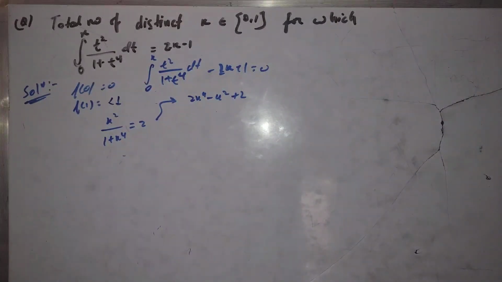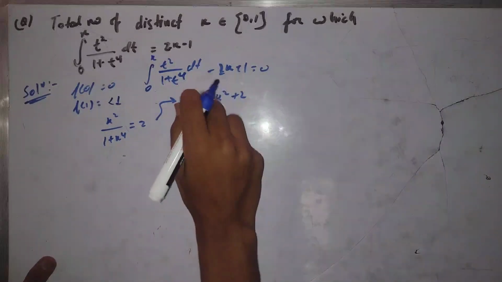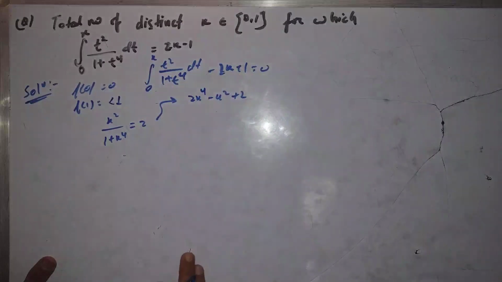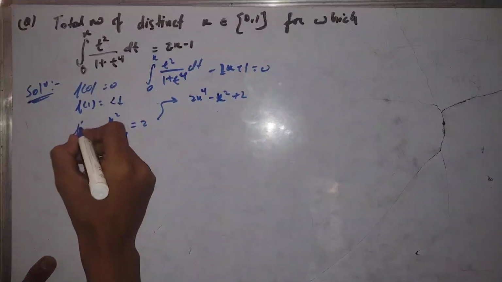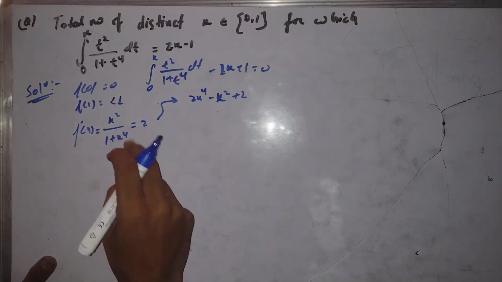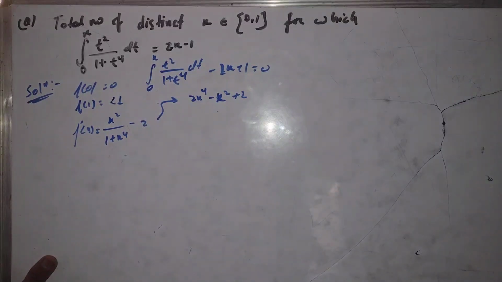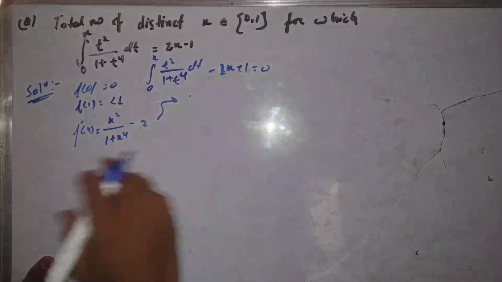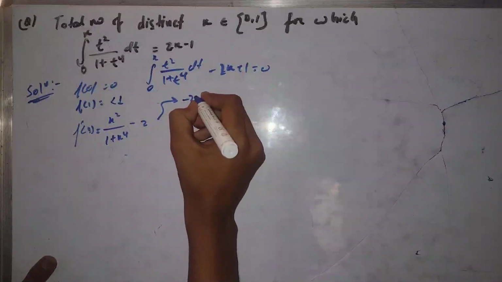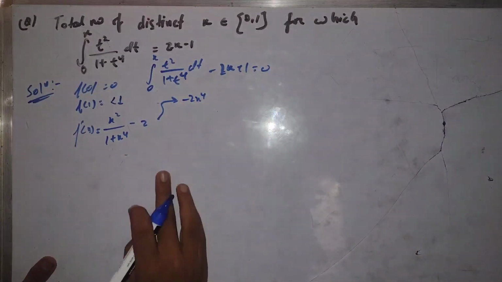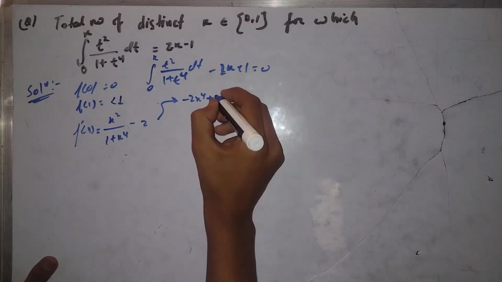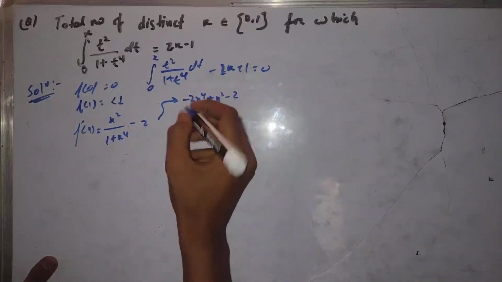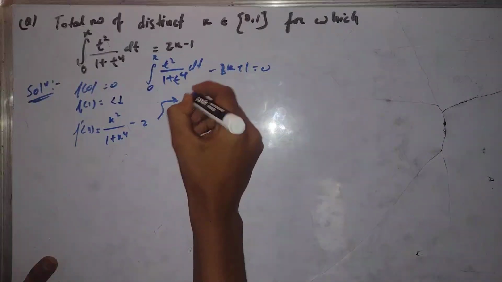That's fx. Now that's our fx. This is to the power 4, and this is x square. So sorry, that's f dash x. So this will be minus 2x to the power 4 plus of x square minus of 2, and this will be f dash x.